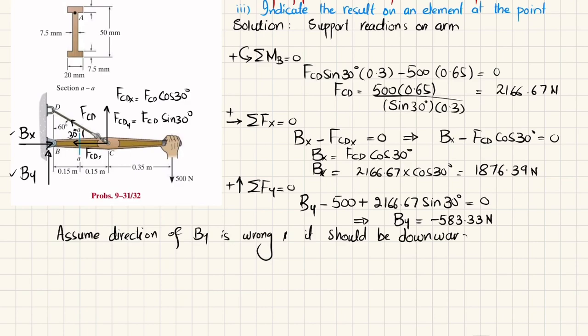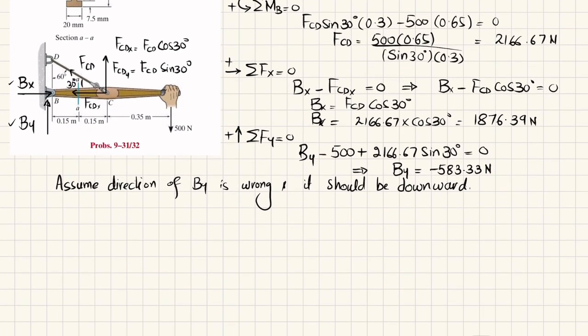Okay, now we have all these reaction forces. So what we will do is cut this beam or arm at section AA and draw the free body diagram of this portion. Clear? So let me draw it. I will write internal loading. We are going to find the internal loading at section AA in order to show what forces are acting over here.